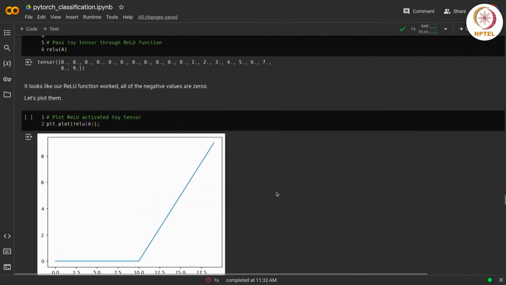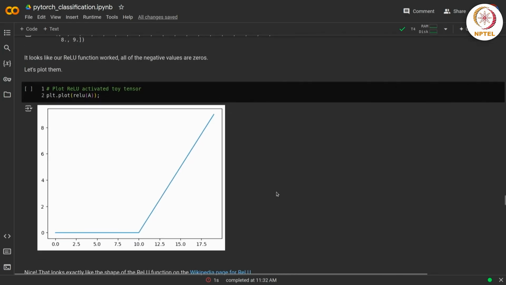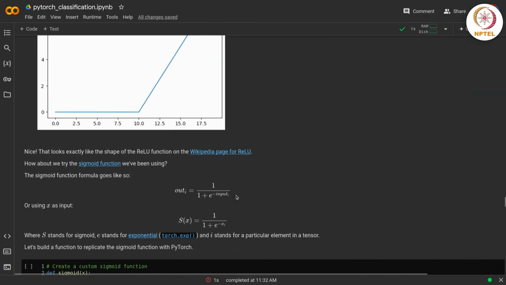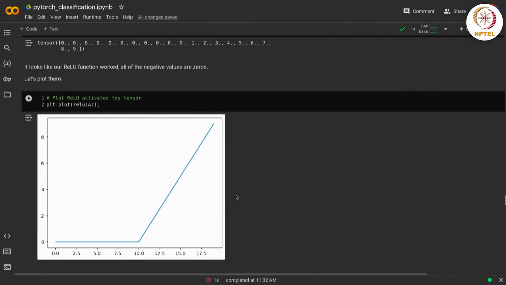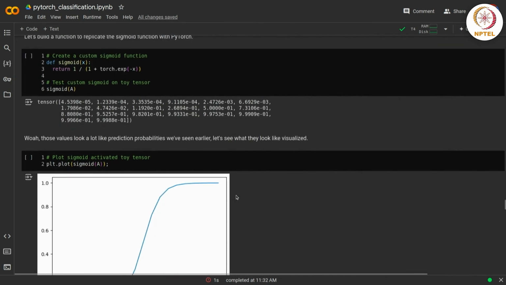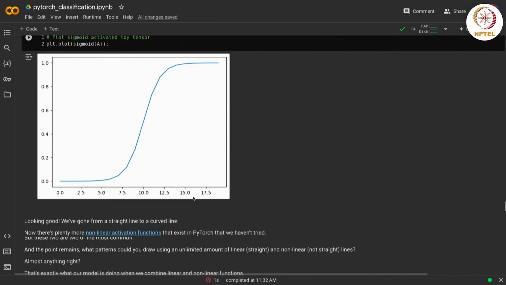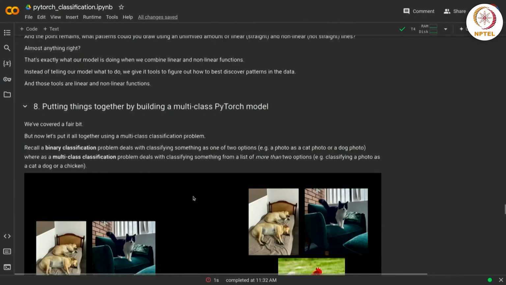Again, this is what an activation function like ReLU looks like. This is just a simple visualization to show what non-linearity it is adding, and this is a plot of a sigmoid function.